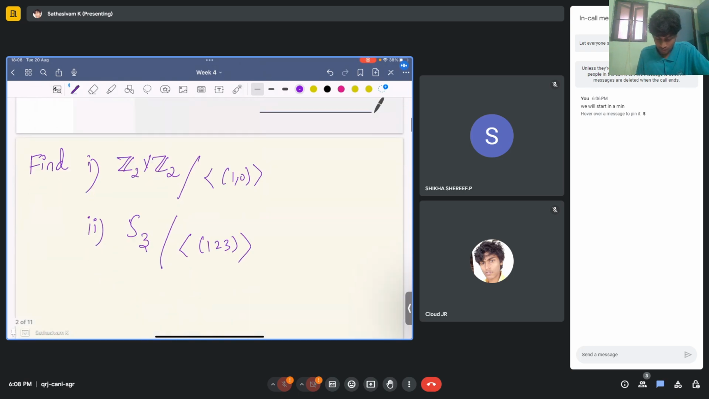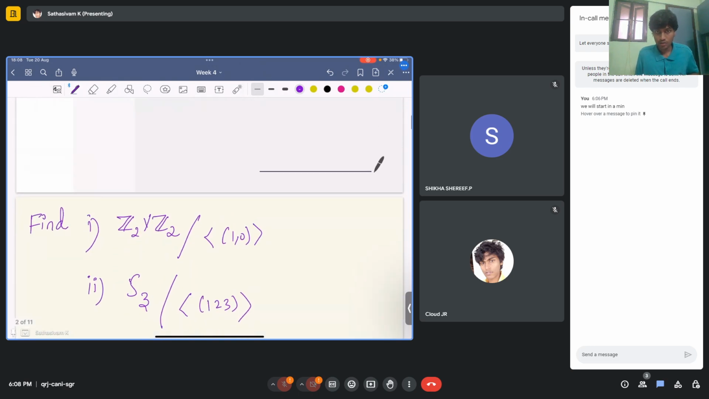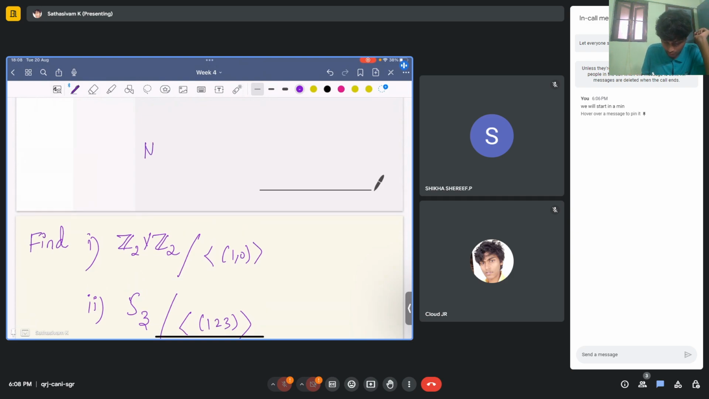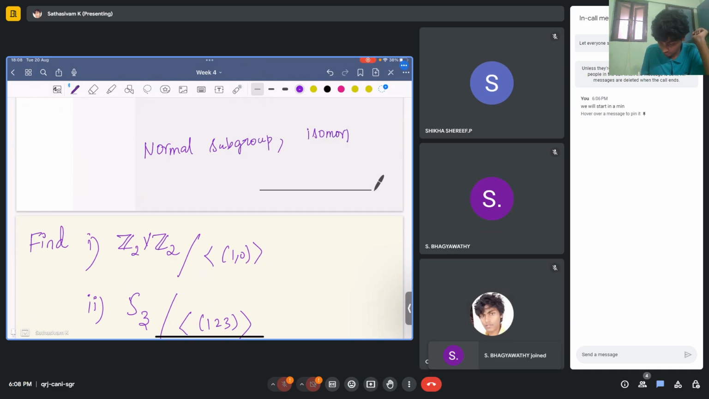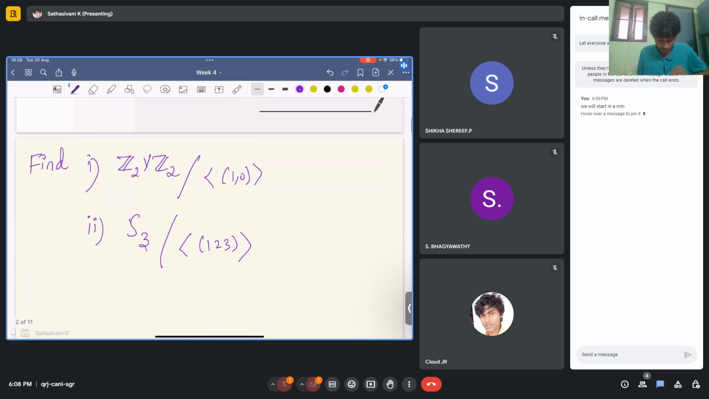So let's start with today's topic. Today we will deal a little bit with normal subgroups and the isomorphism theorems. And if possible, we'll discuss some quotient groups also. Okay. So let's start with this one.